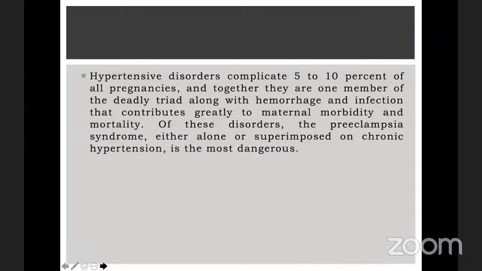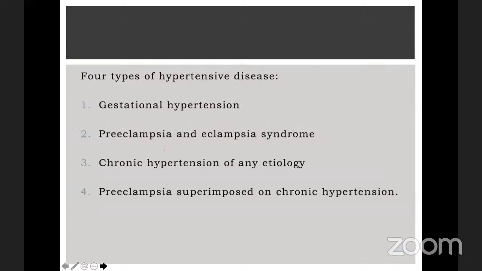So hypertensive disorders complicate 5 to 10% of all pregnancies, and together they're one member of the deadly triad, along with hemorrhage and infection, that contributes greatly to maternal morbidity and mortality. Of these disorders, the preeclampsia syndrome, either alone or superimposed on chronic hypertension, is the most dangerous. There are four types of hypertensive disease: gestational hypertension, preeclampsia and eclampsia syndrome, chronic hypertension of any etiology, and preeclampsia superimposed on chronic hypertension.